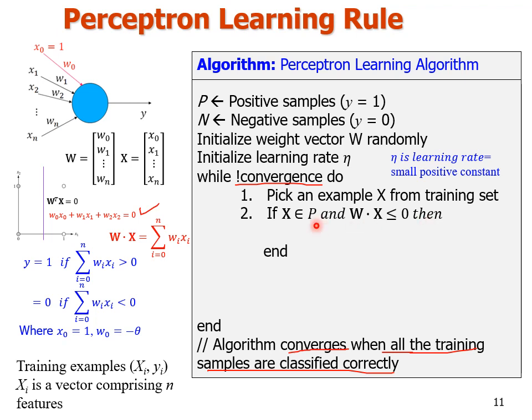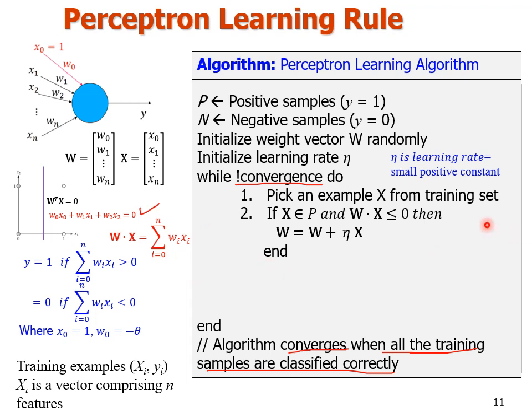So there is a contradiction, and if there is a contradiction, then we need to update the old weight vector W as W equal to W plus eta X. As I said earlier, eta is a small positive constant, and that is the learning rate.